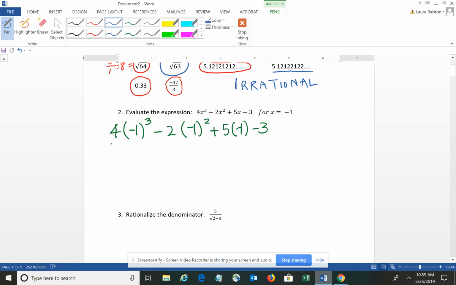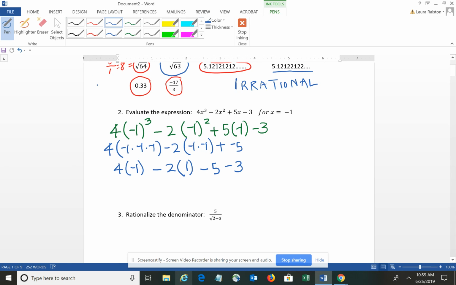So if I multiply this out, 4 times -1 cubed is -1 times -1 times -1, which ultimately gives me a value of -1, minus 2 times -1 squared. So it's -1 times -1, so minus 2, negative 1 times negative 1 is positive 1. Plus 5 times negative 1 would give me negative 5, or minus 5 minus 3.